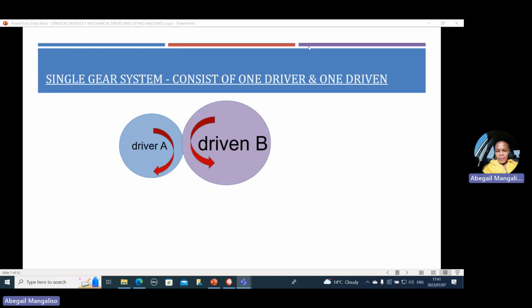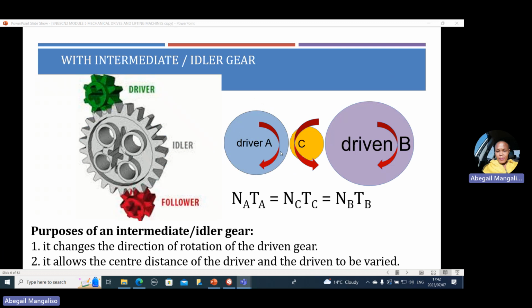A single gear system is a type of combination that has one driver and one driven. So if we have gear A and gear B, that is called the single gear system. If you give A clockwise rotation, B will rotate in the opposite direction. But if you want to change the direction of B, you can put an intermediate gear or an idler gear. When this one is clockwise, this will go anti-clockwise and drive this one in clockwise direction.